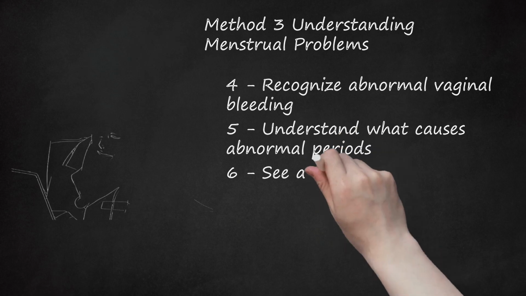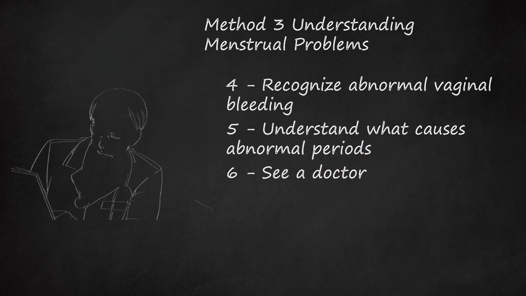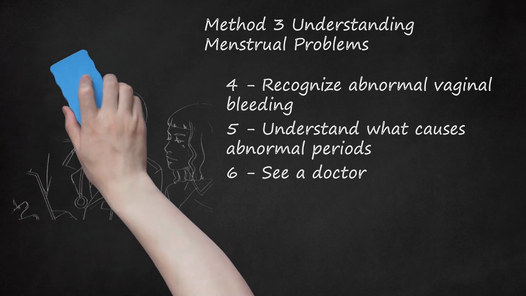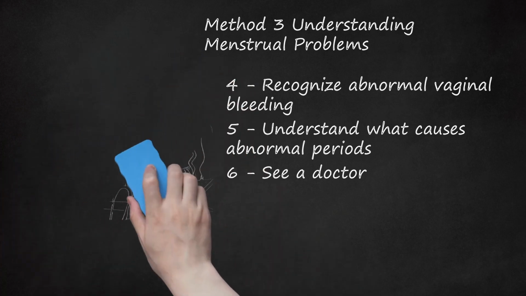6. See a doctor. You should have annual pelvic exams to ensure that any menstrual irregularities are diagnosed as soon as possible. Tracking your period and monitoring your symptoms can help your doctor diagnose you properly and create a treatment plan. Your doctor may prescribe you oral contraceptives or progesterone to treat your menstrual irregularities.